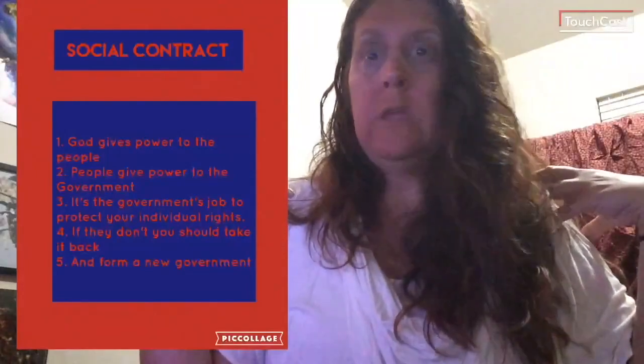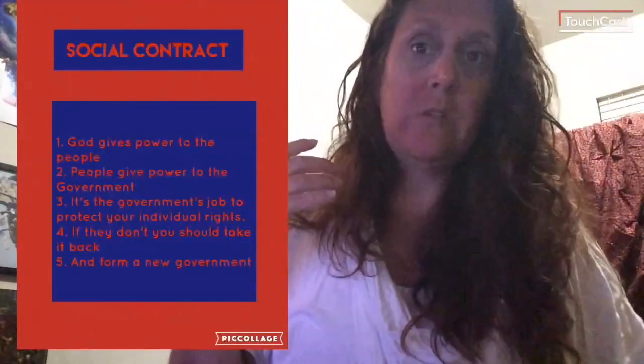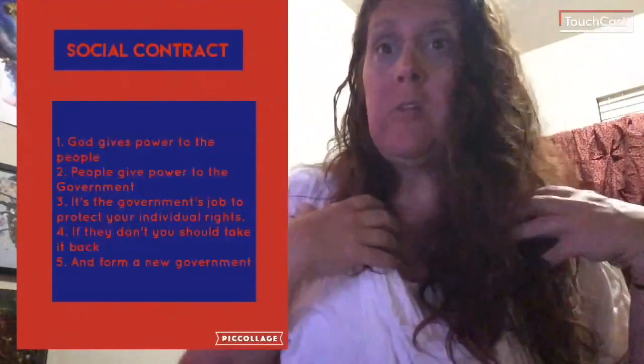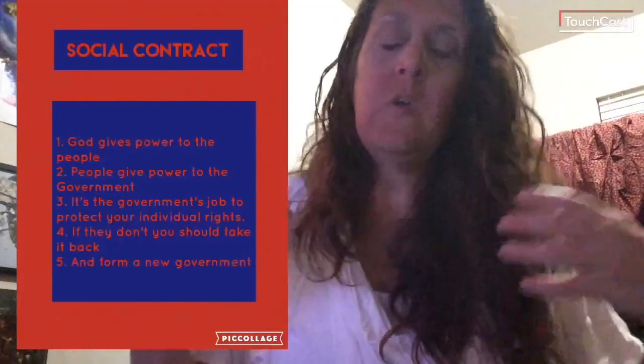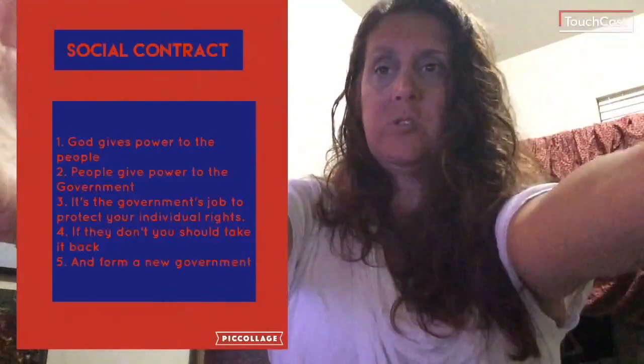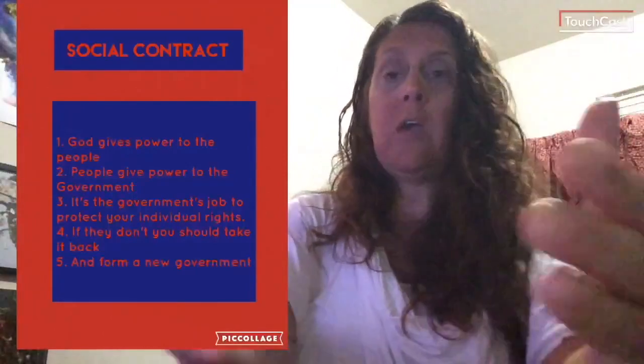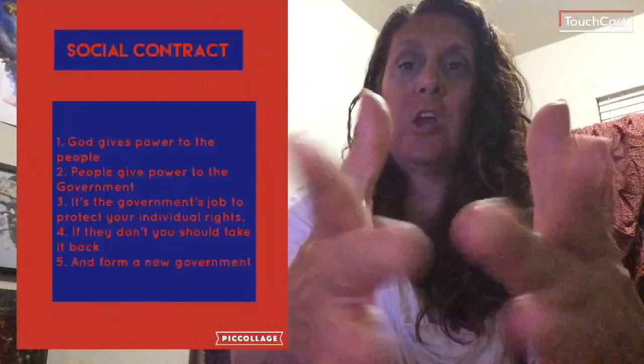So we want to be ruled. We don't want anarchy. If somebody else breaks the law, then if we break a law, then somebody else can break a law, then we're not safe. So we want the government to protect us. So we give our power to the government. So the people give power to the government. Now, in exchange for that, we think that the government should protect our individual rights.